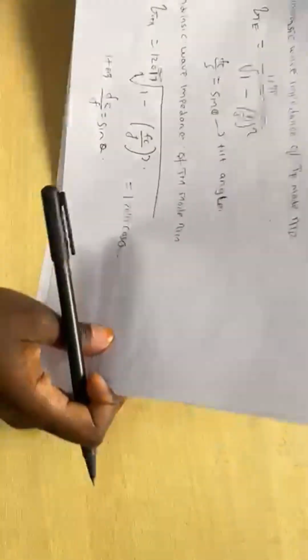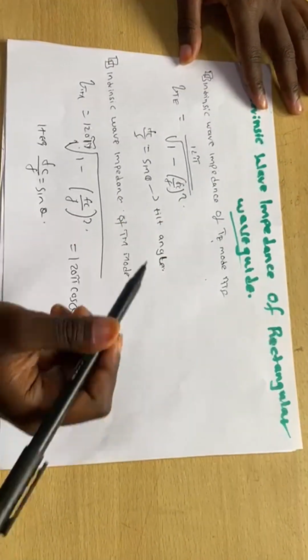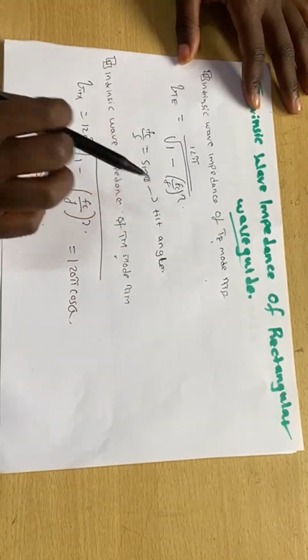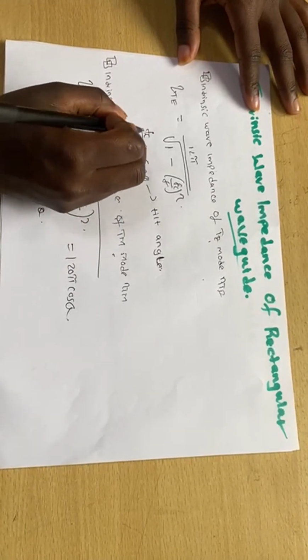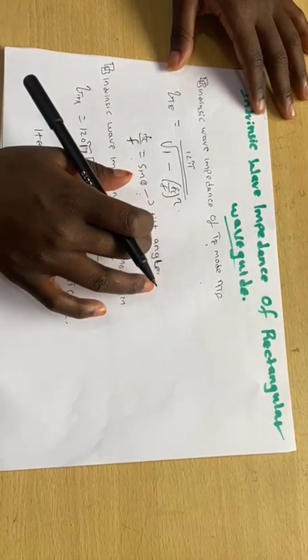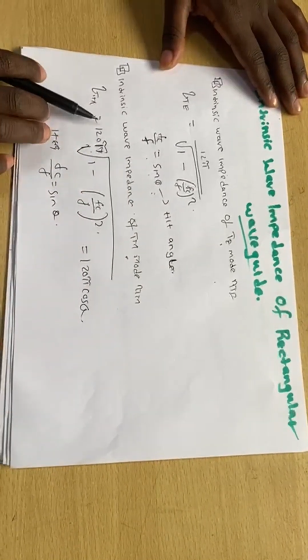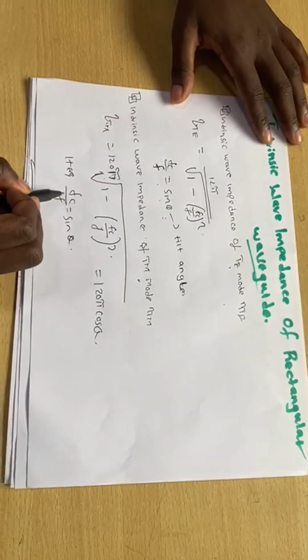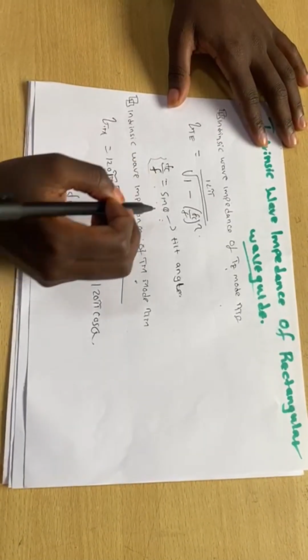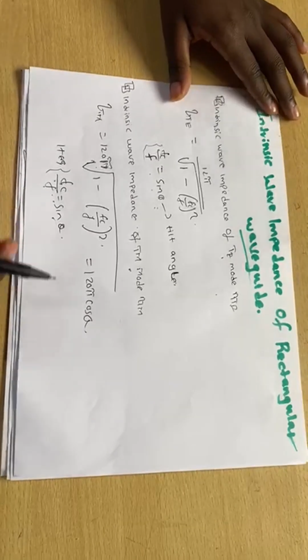From there I went further to talk about intrinsic impedance of rectangular waveguide, where I discussed the TE and the TM. Here you can see the formula, and I also made mention that Fc divided by F equals sine theta, where theta here is the tilt angle. For the intrinsic wave impedance of TM mode, I gave the formula here, and it's similar to this. Fc divided by F is equal to sine theta.